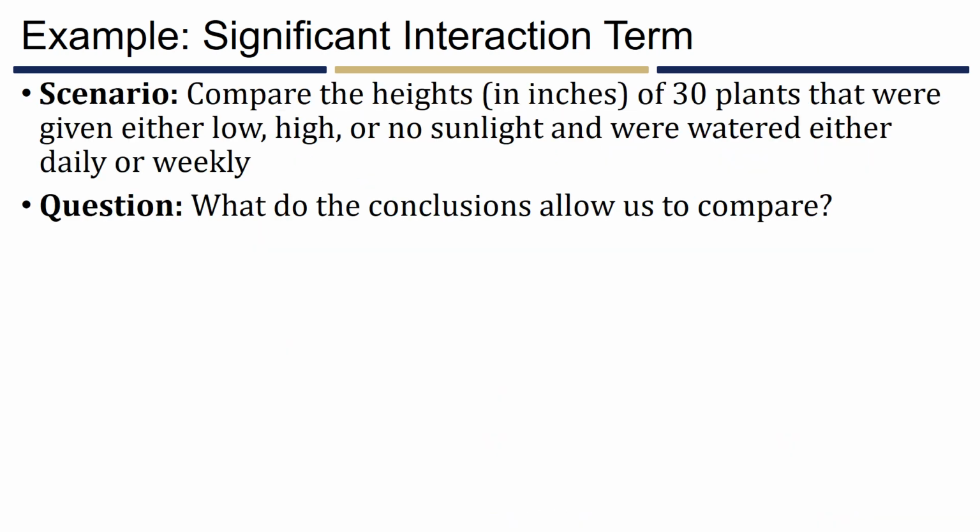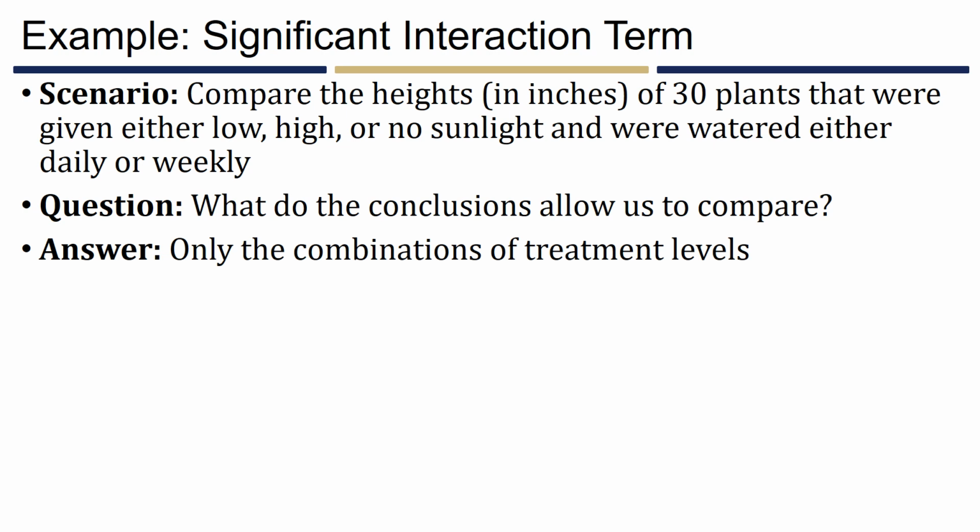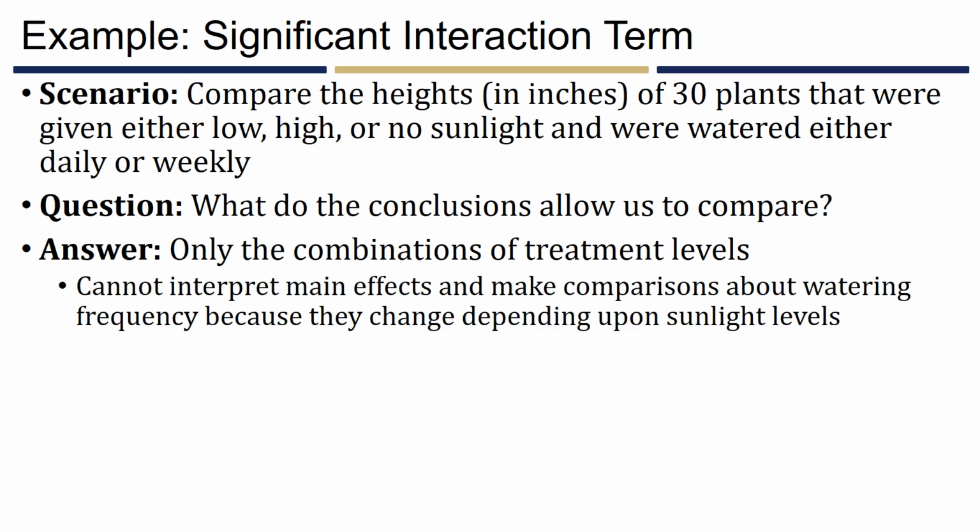Now we have to figure out how we can compare the group means. Because we have a significant interaction term, we're only able to compare the combinations of the treatment levels. The reason for this is we can't interpret the main effect if the interaction term is significant, because the average height for the plants at one level of watering frequency changes depending upon the sunlight level and vice versa.